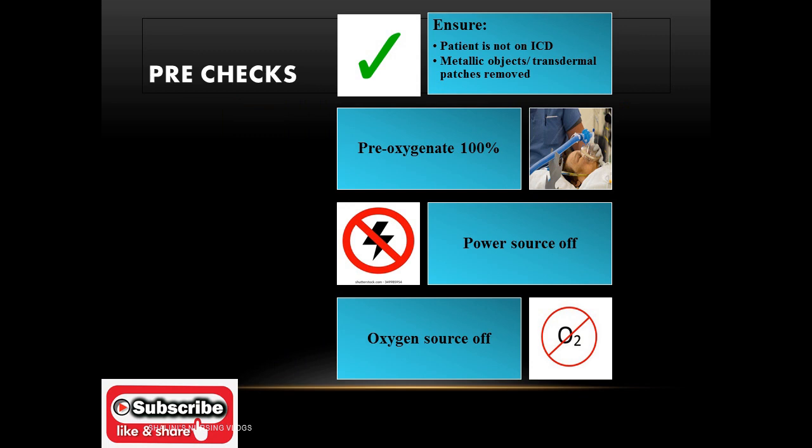So let's move on to the pre-checks. Before you defibrillate the patient, you must make sure that the patient is not on any internal cardioverter defibrillator. Also ensure that you remove all the metallic objects, transdermal patches and medicines away from the patient. Now one very important thing is, for example, if the patient is on any kind of pacemaker, then you must make sure that the paddle that you're going to place to deliver the shock is at least 10 centimeters away from the pulse generator. The next thing is you have to pre-oxygenate the patient with 100% oxygen and then make sure that you put off all the power source and the oxygen source.